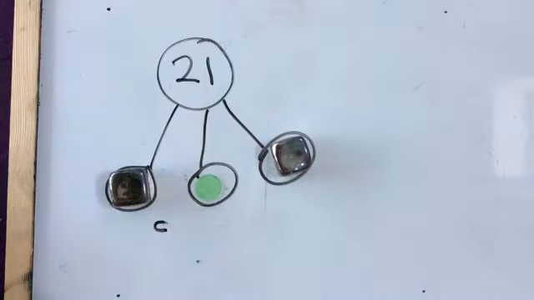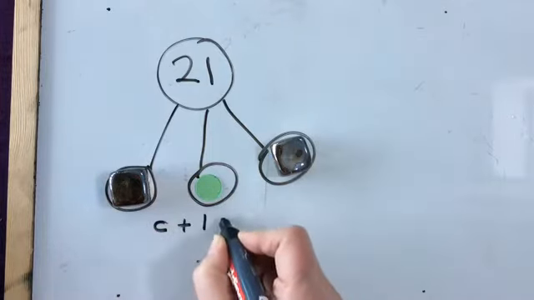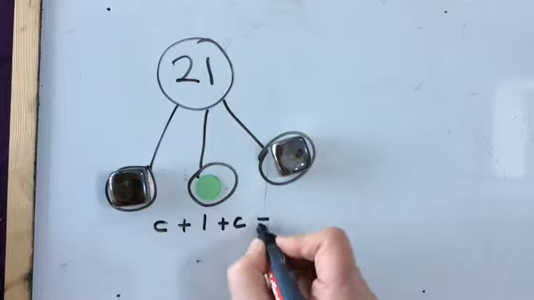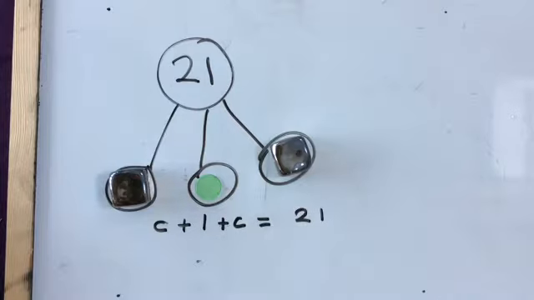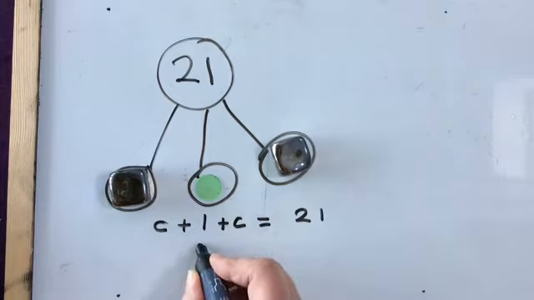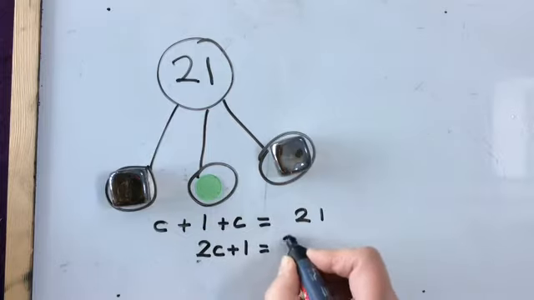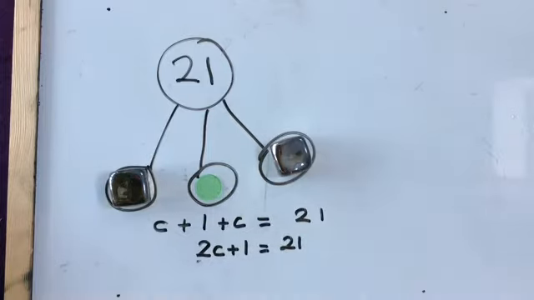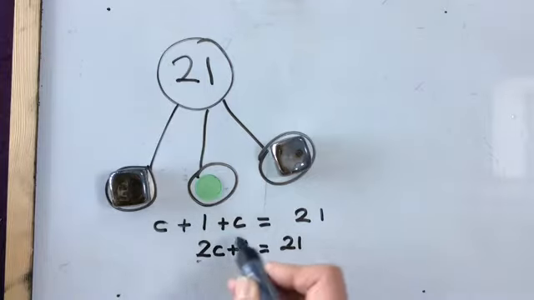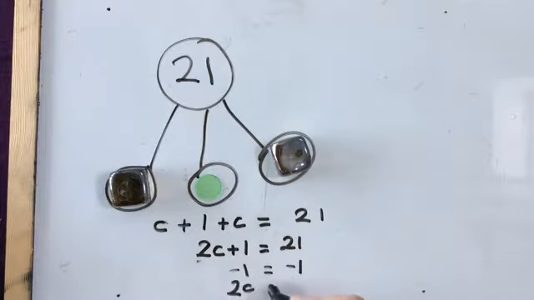Okay, so here we have C plus 1 plus C equals 21. We can actually put this together and say it's 2C plus 1 equals 21. Because I've got an addition here, if I take 1 away from both sides, I will find out what 2C is.